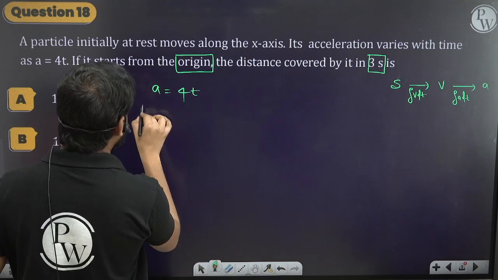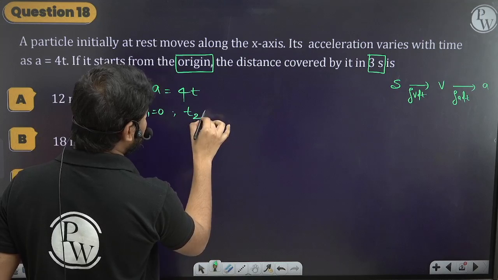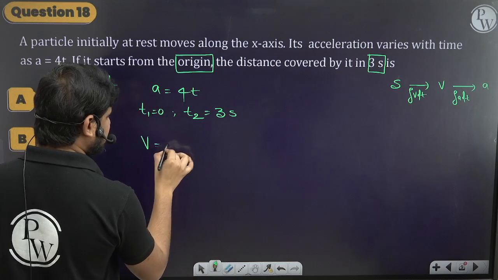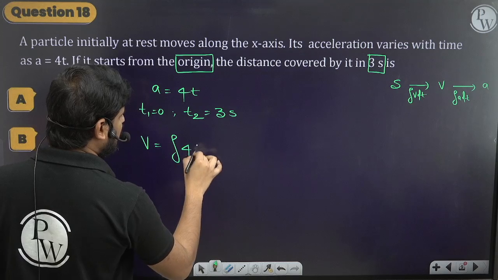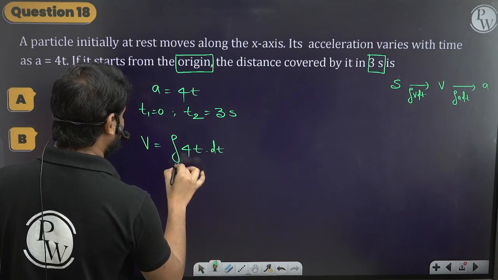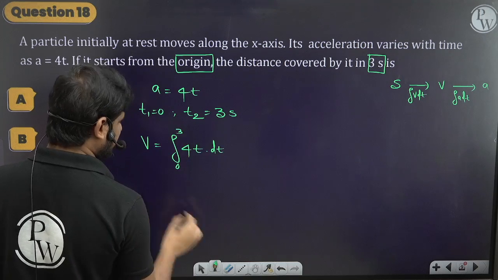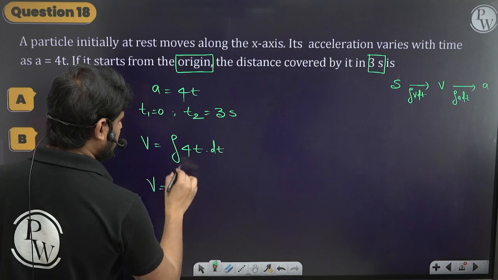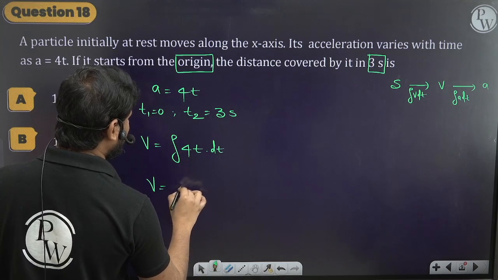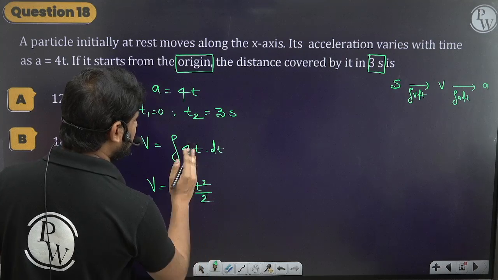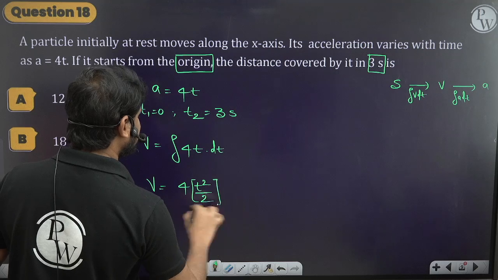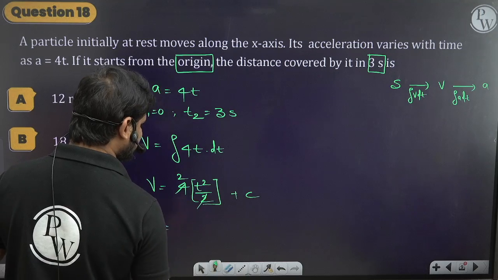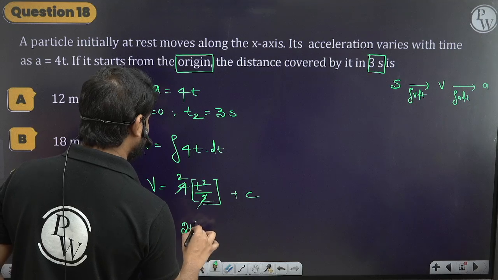So what are the limits? t1 is equal to 0, t2 is equal to 3 seconds. Right? So now, first find the velocity. Velocity is equal to the integration of 4t dt from 0 to 3. Or else first find the velocity function itself. So v is equal to the integration, 4 is constant, t squared by 2. So the 2 and 4 simplify, and let's put c. So v is equal to 2t squared plus c.